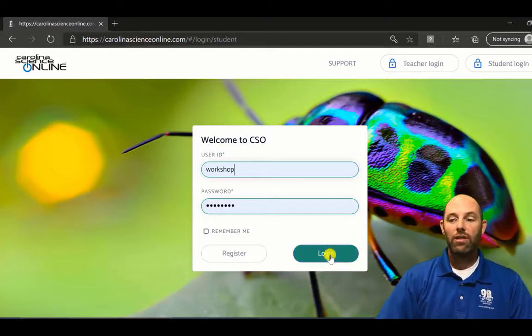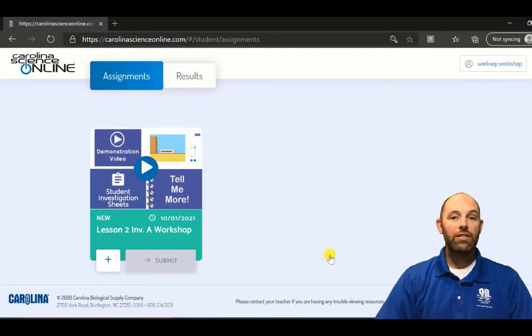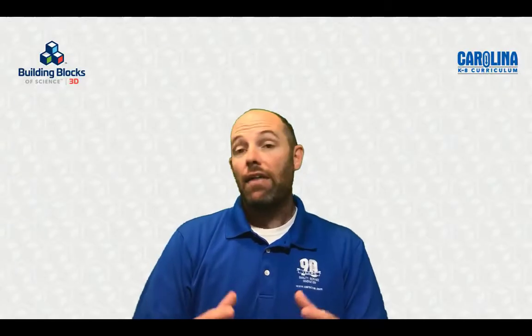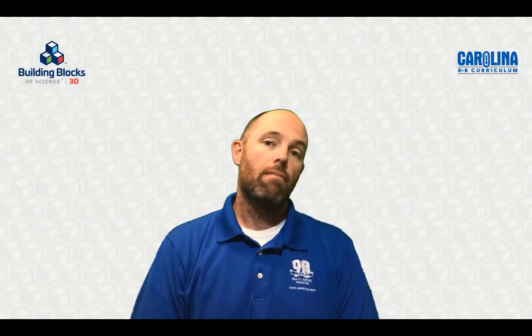And the password is the oh so tricky password of password. No capitals, anything like that. It's just Workshop, no capitals for user ID, and password is your password. When you've typed that in, click Login. And when you log in, you will see your assignment for Lesson 2, Investigation A. Now that we can log in, let's get started on modeling this investigation.